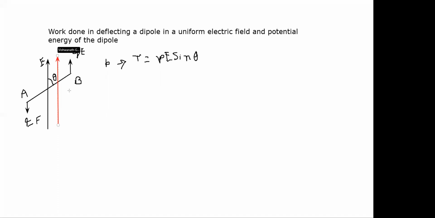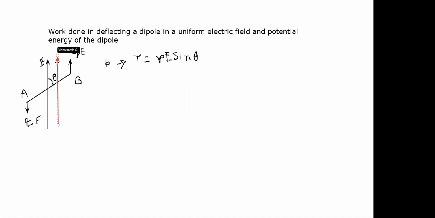So now to deflect it, this is the equilibrium position of the dipole. Now to deflect it from its equilibrium position, work has to be done on the dipole. If we want to deflect this dipole from its equilibrium position, you have to do some work, and this work is stored in the form of potential energy in the dipole.